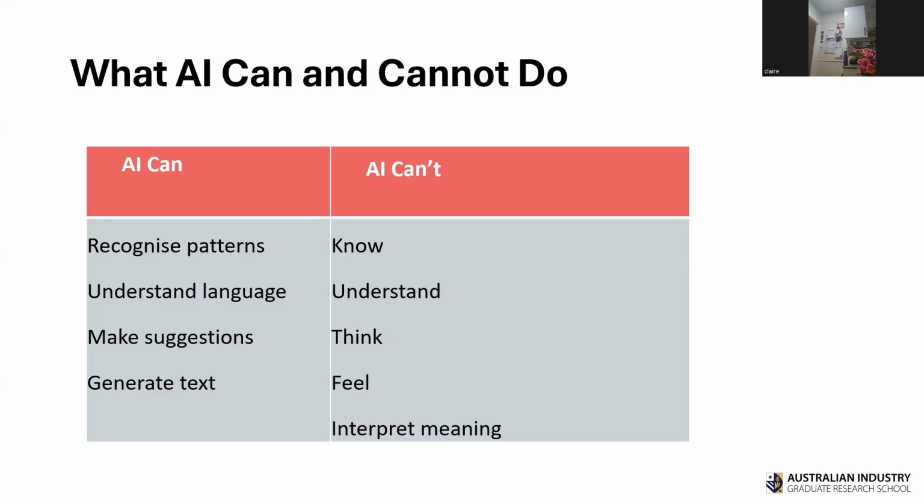What it can't do is it can't know. It doesn't actually know anything. Again, it's all about prediction, it's all about statistical likelihood. It can't actually understand. It can't think. It can't feel, and it can't interpret meaning.